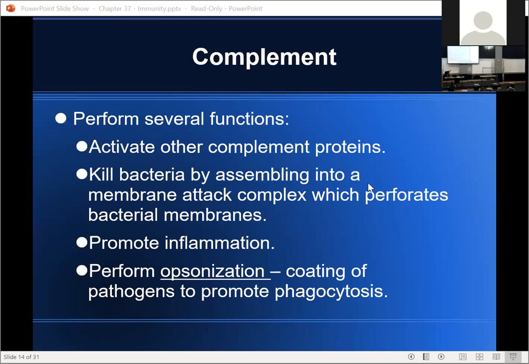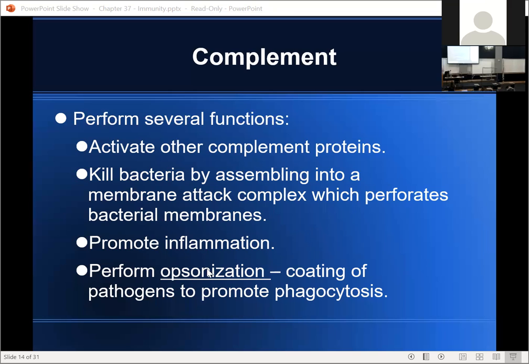Third, complement promotes inflammation. So again, inflammation is an important first line of defense. This is going to cause the blood vessels to become leaky. It's going to lead to swelling, redness, heat, all the things we associate with inflammation.